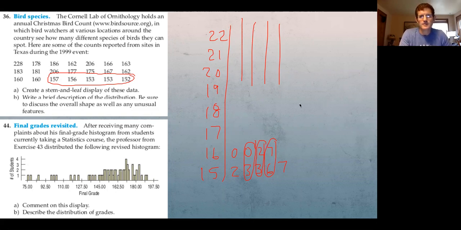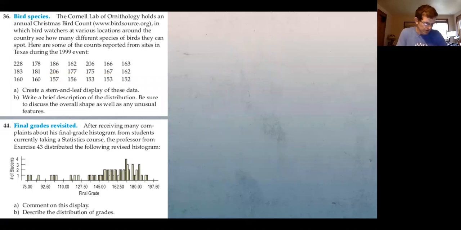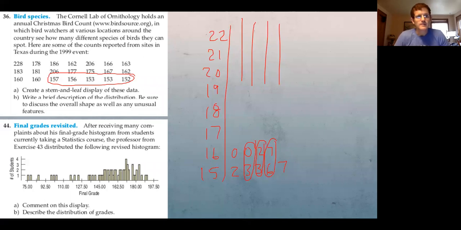All right. So the last one requires the least, and I don't even think I'm going to write anything down. Actually, I'll leave that up just in case you guys were looking at it. All right. So the last one, after receiving many complaints about his final grade histogram from students currently taking a statistics course, the professor from exercise 43, you can read that one in the book, distributed the following revised histogram. Comment on his display. All right, and the commentary that we're thinking here is that he chose a bin width that's too small.